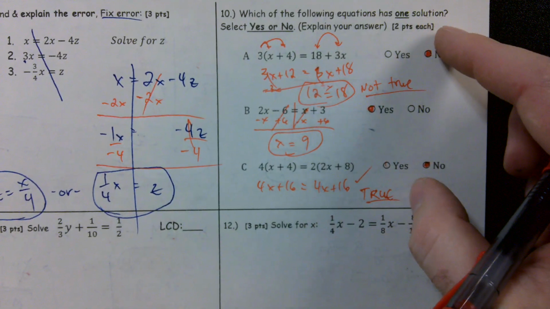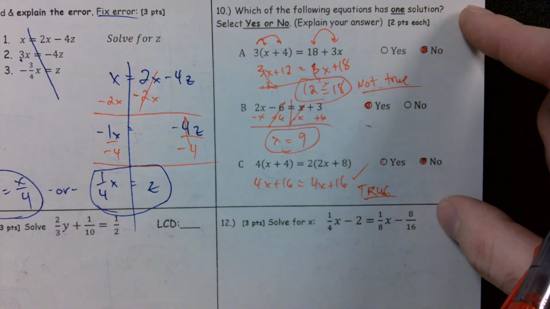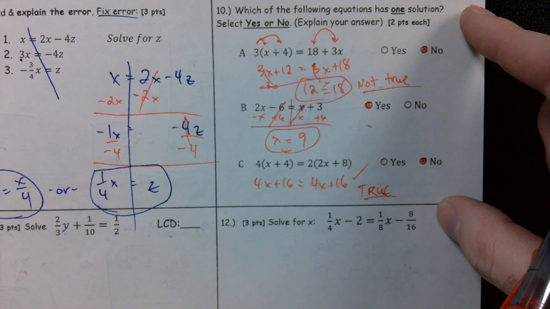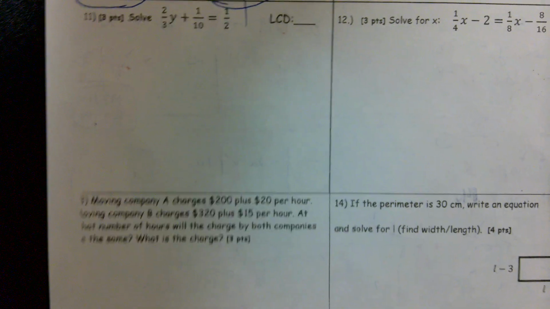Now, any questions on 10? Anybody get no, yes, no? 4 people, 5 people, 6 people, 7 people. Okay, good. Drop it down to 11.